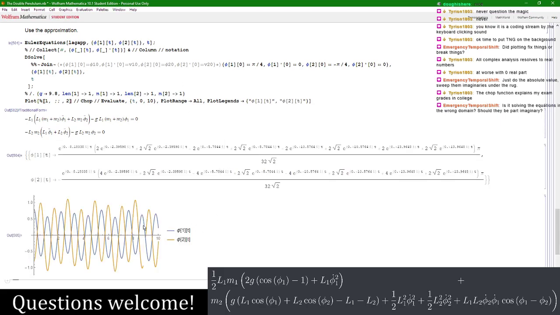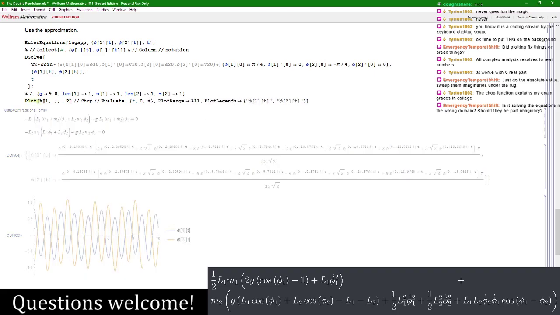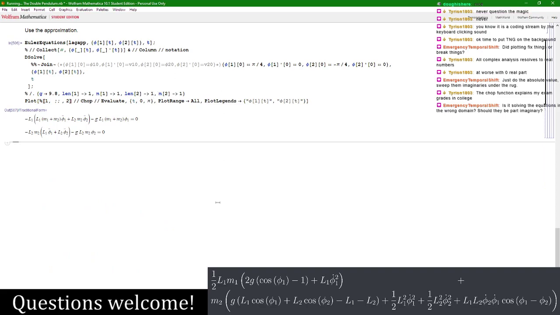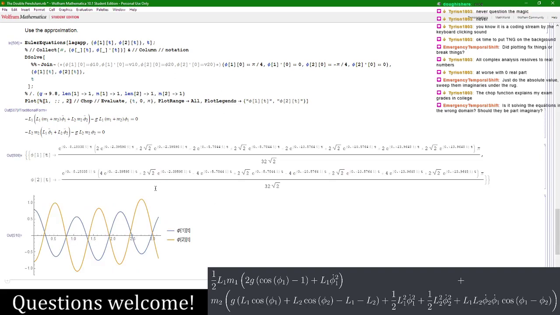Ooh, look at that. Pretty. Oh, it looks like we have some interesting artifacts. Let's go out to pi. That's a good illuminating.